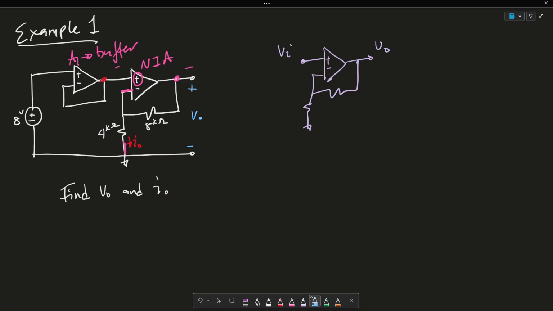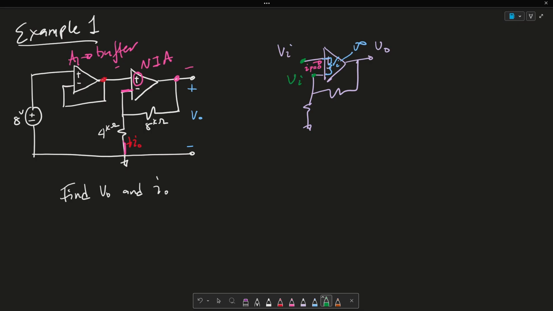I know that in an ideal op amp, the input resistance here, let me call this Rn, is extremely high. Call that infinity. As a result, the current going into my positive terminal is 0. Long story short, this node here is Vi. As a result, this node here is also Vi.